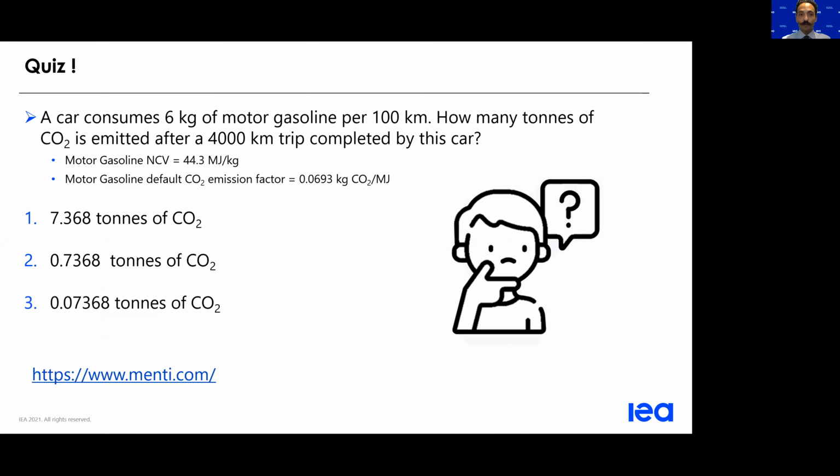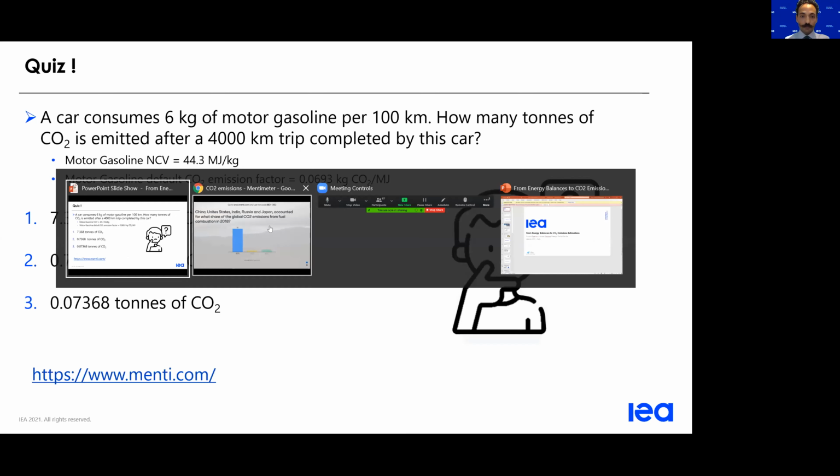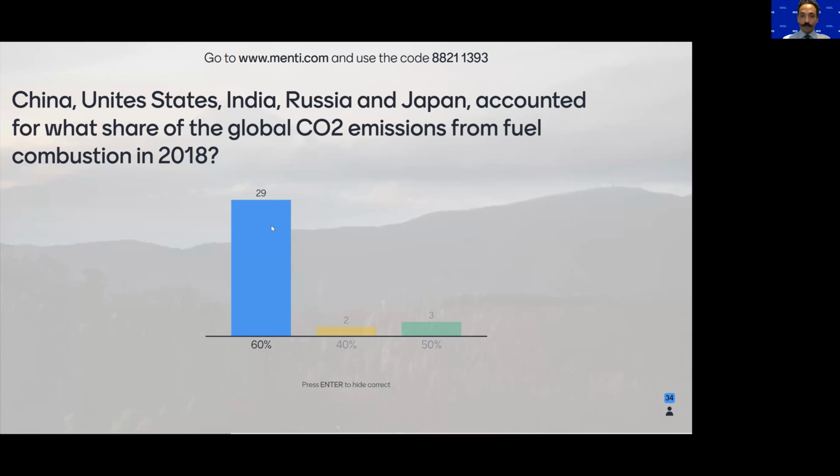So now that we looked at this methodology, it's good to have another Menti for you to get your hands dirty and try to have a little calculation here. The question is, a car consumes 6 kilograms of motor gasoline per 100-kilometer trip. How many tons of CO2 is emitted after a 4,000-kilometer trip completed by the car? You have the calorific value as well as the emission factor for motor gasoline provided. So let's have another quick Menti detour.